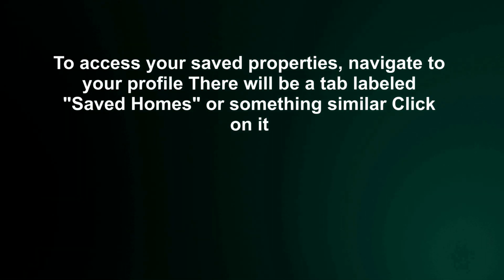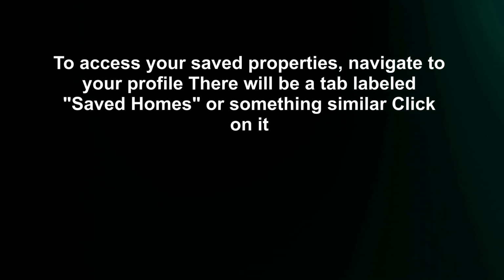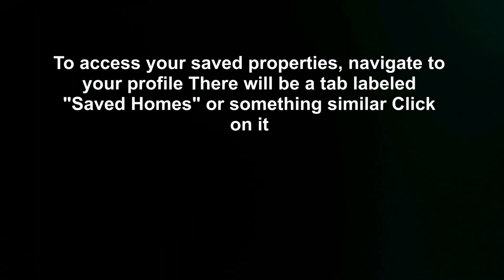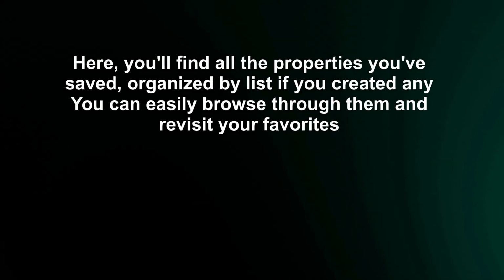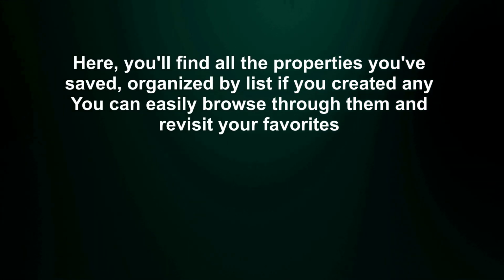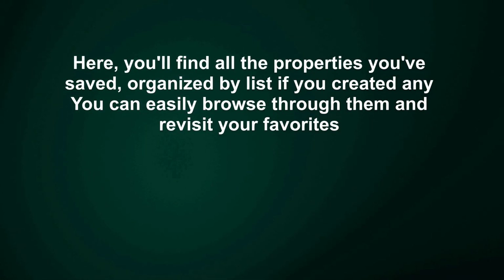To access your saved properties, navigate to your profile. There will be a tab labeled Saved Homes or something similar. Click on it. Here, you'll find all the properties you've saved, organized by list. If you created any, you can easily browse through them and revisit your favorites.